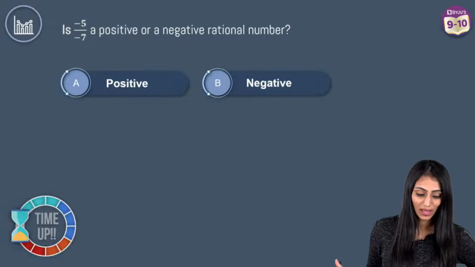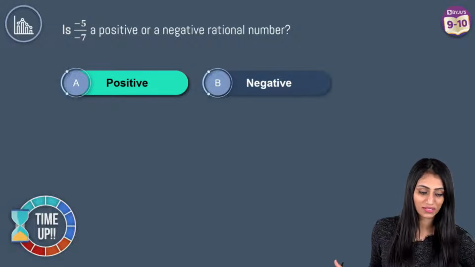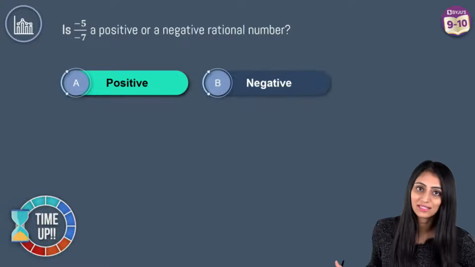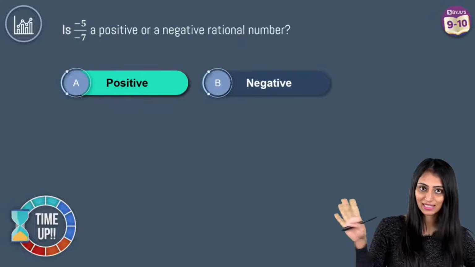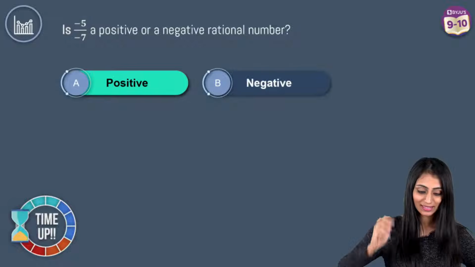Okay, time is up and the correct answer is A, positive, because we know that negative negative will cancel out each other. It's going to be positive. Right. So this is clear to everyone? All right, let's move ahead.